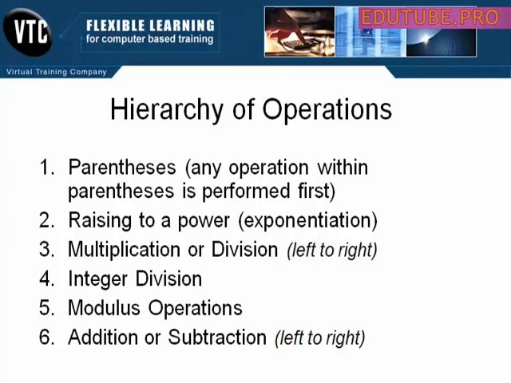Third is the multiplication or division operations, and if you have multiple multiplication or division operations, those are performed in order from left to right. Next comes the integer division, followed by any modulus operations you might have. And then finally, addition or subtraction is the last level of hierarchy of operations. And again, if you have multiple addition and subtraction operations, they are performed from left to right.